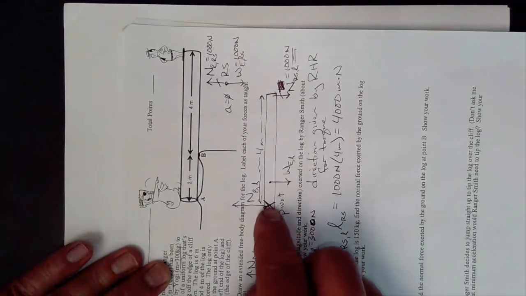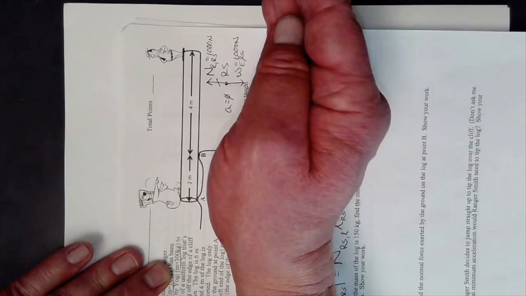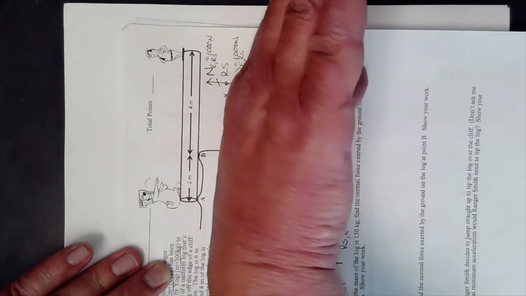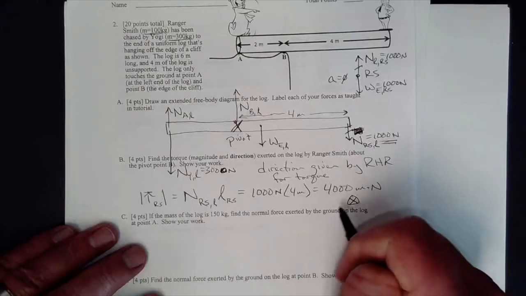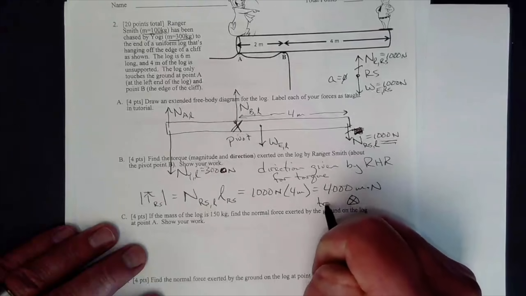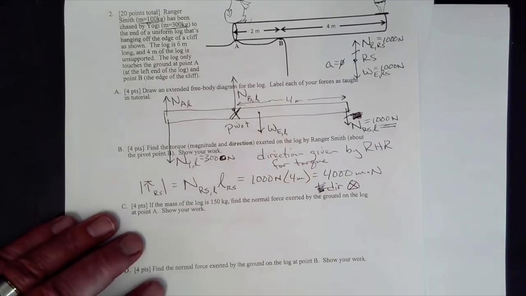So again, I start at the pivot, I reach out to where the force is applied, turn my wrist so that I can wave in the direction of the force. My thumb is now pointing into the page. Okay, so that means that the direction is going to be into the page.